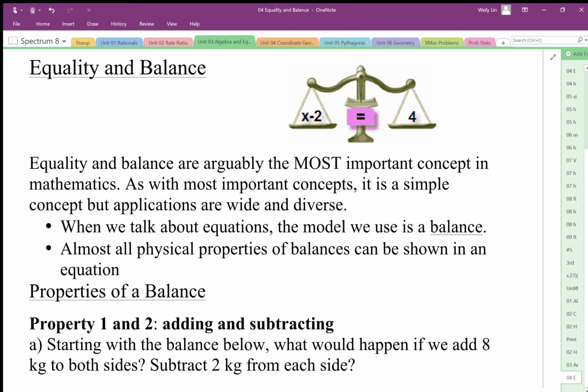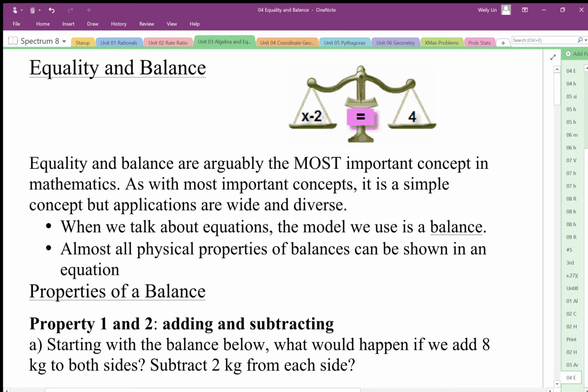So it's very important that we understand that the equals is very specific and important. And we don't want to be using equals all over the place as a calculation. It's not the answer to a calculation. It actually shows balance.